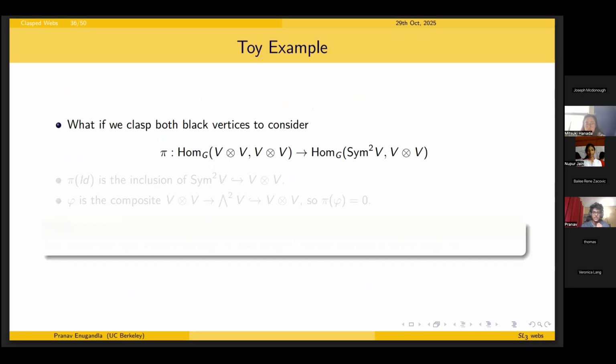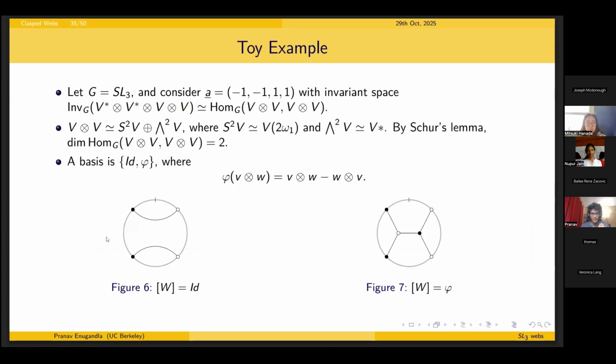Now, what if I want to consider this sort of clasping, where I clasp the two black vertices on the left? So what does that mean? So I have these two black vertices on the left. Both of these correspond to an omega 1 because that's what V is. Clasping corresponds to just adding up the weights. So omega 1 plus omega 1 is 2 omega 1. So when I clasp the two things on the left, I'm really looking at V 2 omega 1 sitting inside V tensor V. So in our toy example, what that looks like is, instead of thinking about all of V tensor V, I only look at the symmetric piece in there, right?